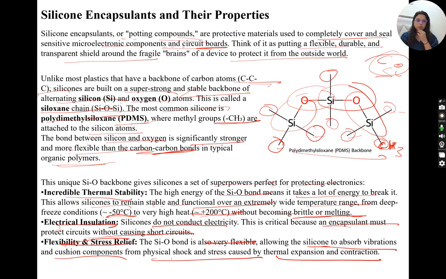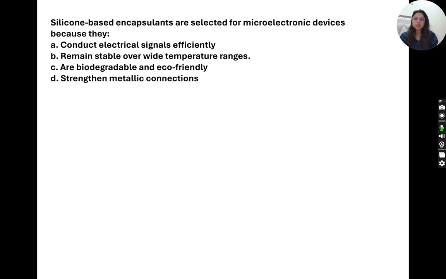Okay, then let us take the question based on silicon. The first question is: silicon-based encapsulants are selected for microelectronic devices because they, first option, conduct electrical signals efficiently, remain stable over wide temperature ranges, are biodegradable and eco-friendly, or strengthen metallic connections. So why are these silicon-based encapsulants selected for microelectronic devices?